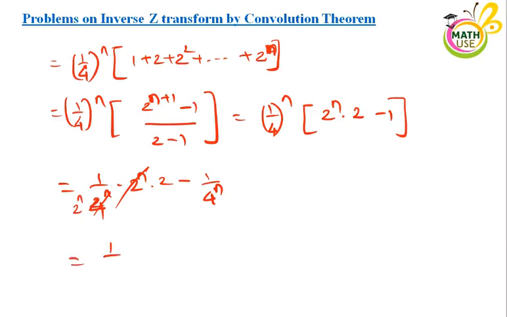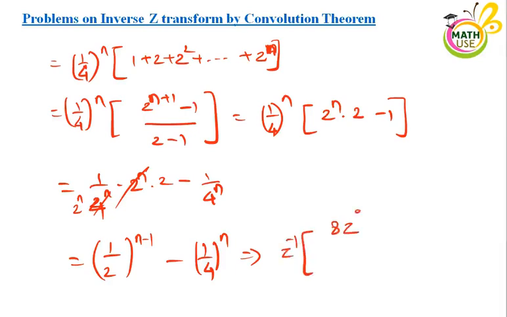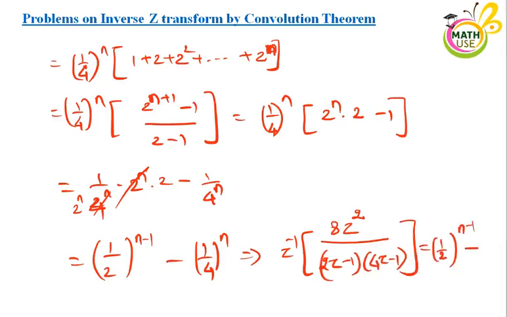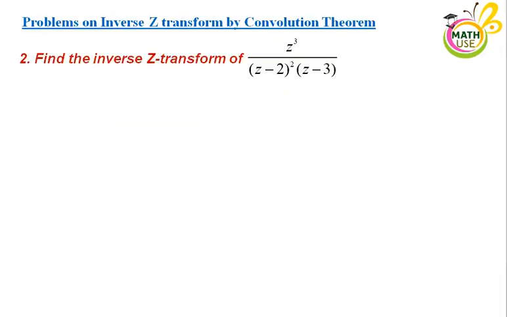So therefore we can write (1/2)^(n-1) minus (1/4)^n. So this is nothing but the inverse Z transform of 8z² divided by (2z minus 1)(4z minus 1), equal to (1/2)^(n-1) minus (1/4)^n. That's all. This problem is over. Now let us see the next problem.